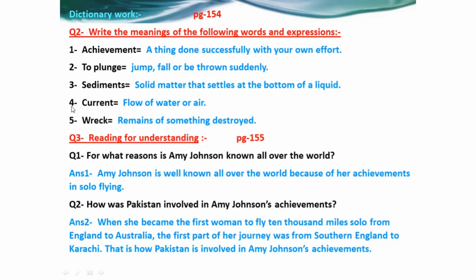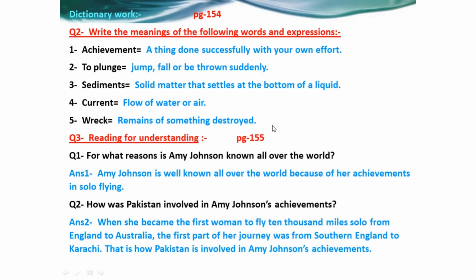Number 4, current: flow of water or air. These are called currents, the flowing water or air. When it is water, we call it ocean currents. If it is in air, we call it air currents. Clear, students? Number 5 is wreck. What is wreck? The meaning of wreck is remains of something destroyed.